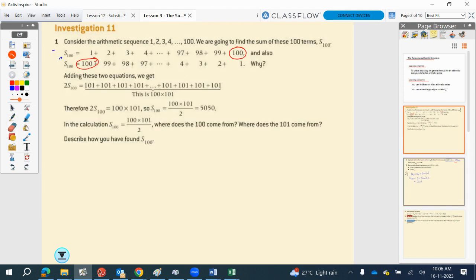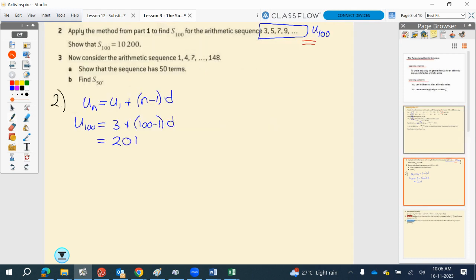If we look at what we're doing here, we take the first term in the sequence, add it to the last term in the sequence to give us this number here. We then have 100 lots of that. So let's do the same. We need to do u1 plus u100, which is 3 plus 201, which is 204. To find the sum of 100 terms, we need 100 lots of that, and then divide by 2.